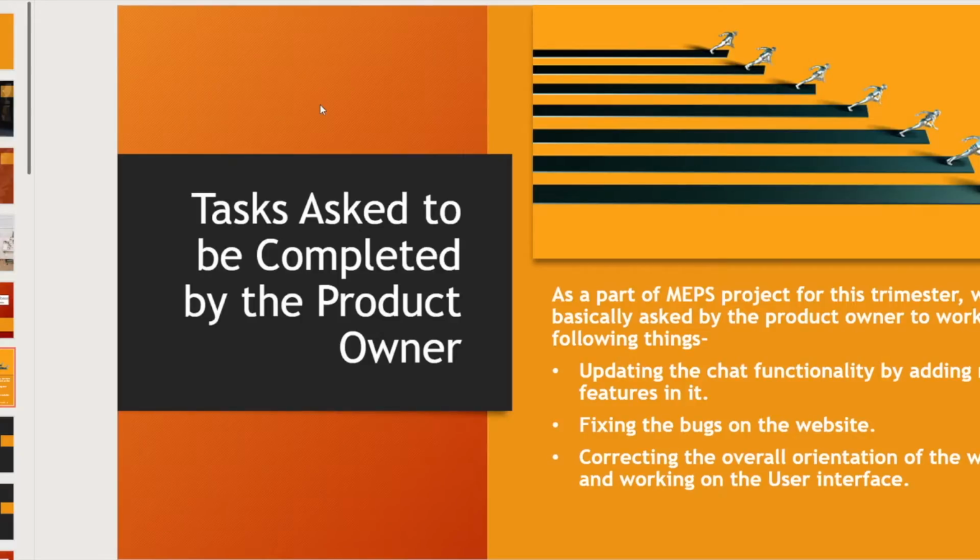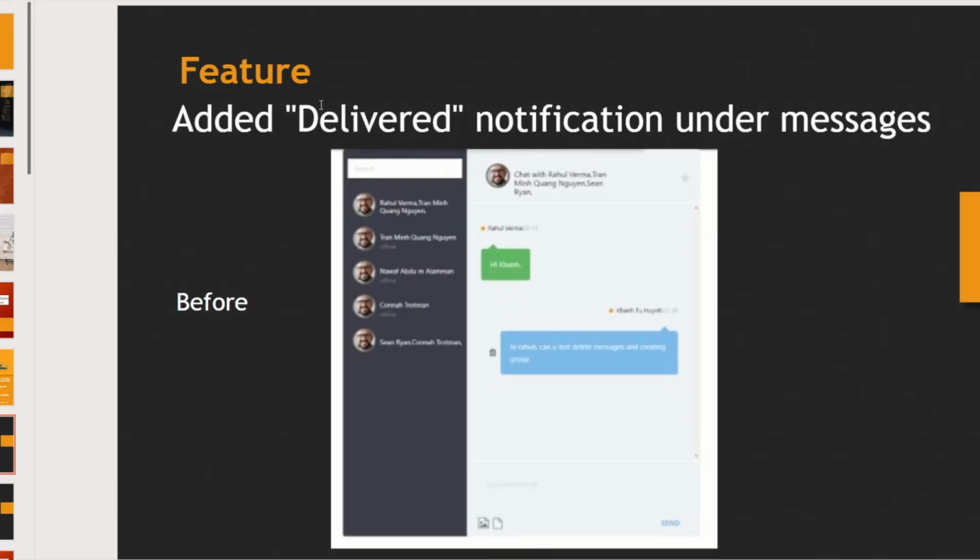So about the goals that we target this trimester, we have had lots of meetings with the product owner, and we basically have a few targets: updating the chat functionality by adding new features, fixing bugs, correcting the overall orientation of the website, and also improving the user interface.